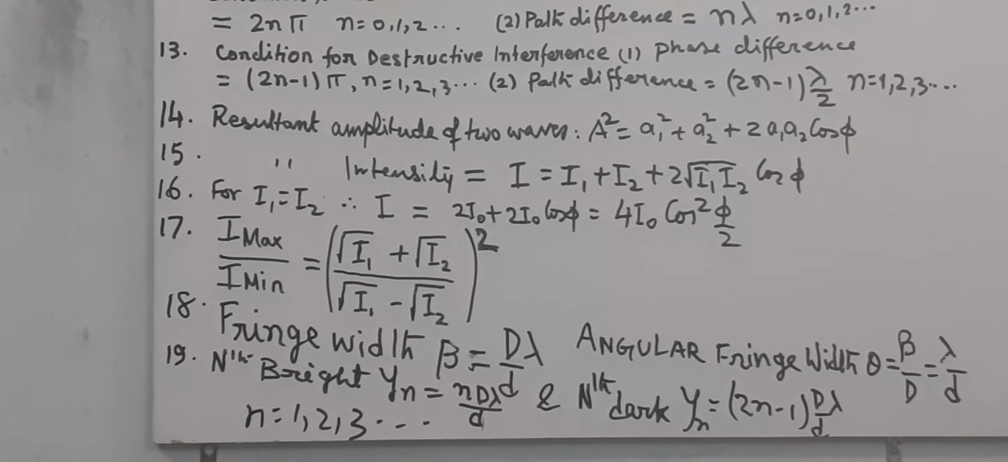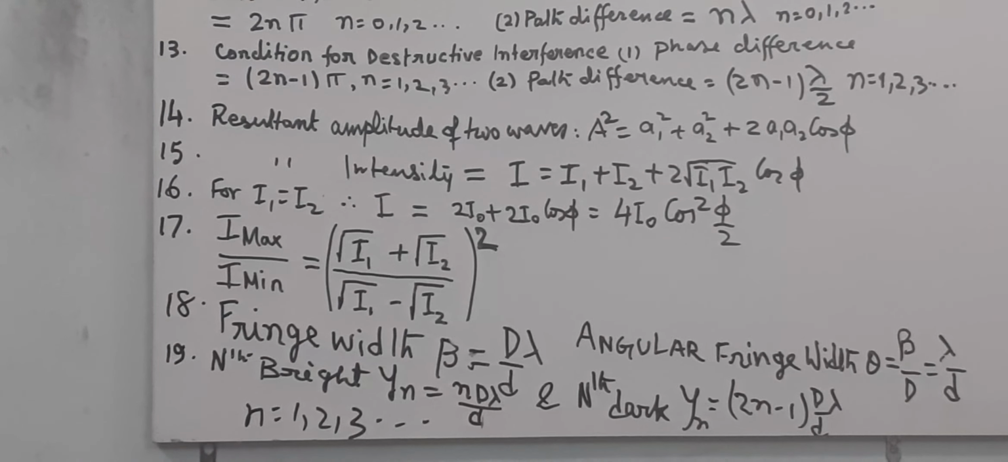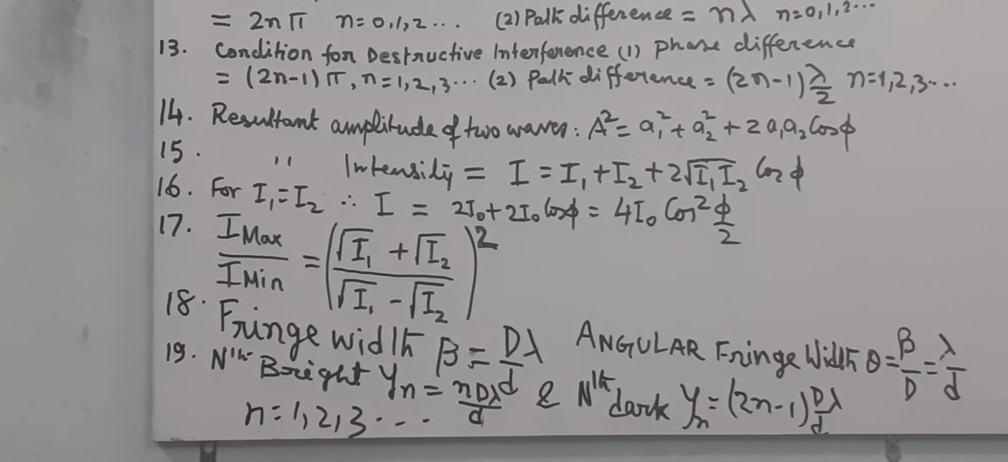Next point, fringe width, that is beta equal to big D by small d into lambda. Angular fringe width theta equal to beta by big D, that is lambda over small d. And next, the nth bright position, that is y suffix n equal to big D by small d into lambda into n, n starts from 1 to 3. Similarly, for dark, the position of the dark fringe on the screen is twice n minus 1 within bracket, big D by small d into lambda.